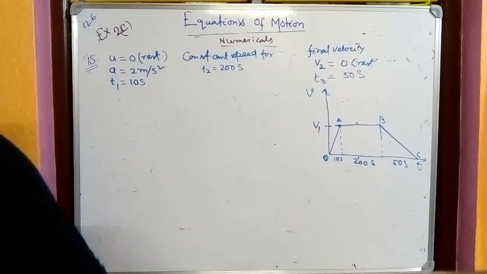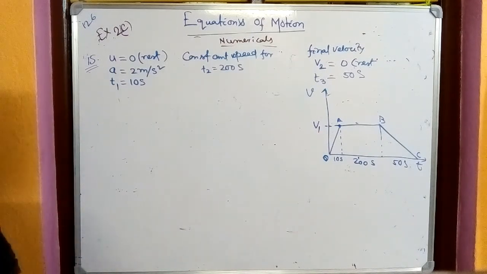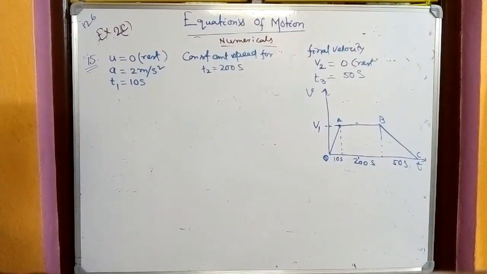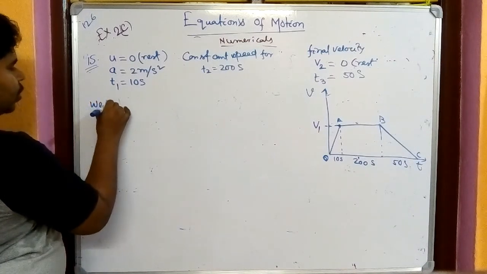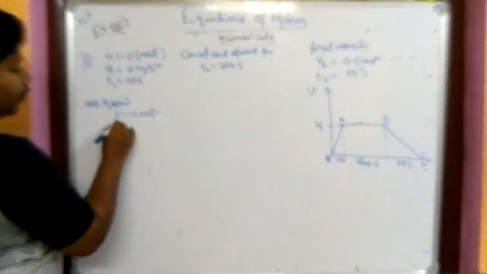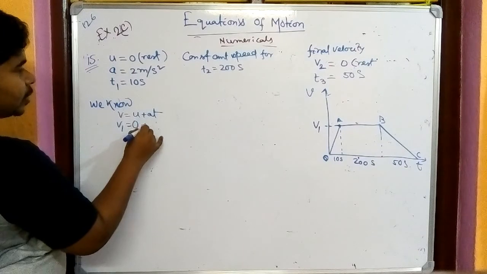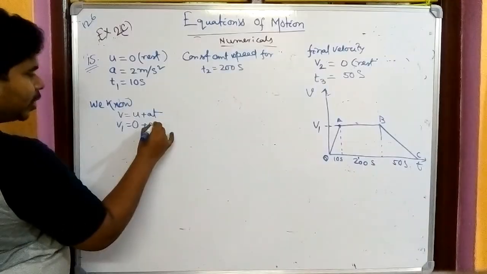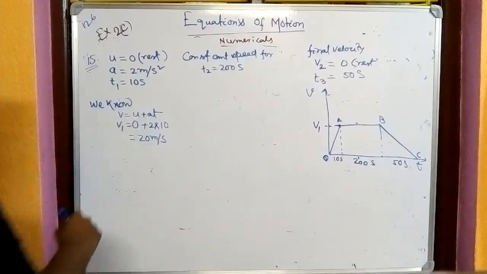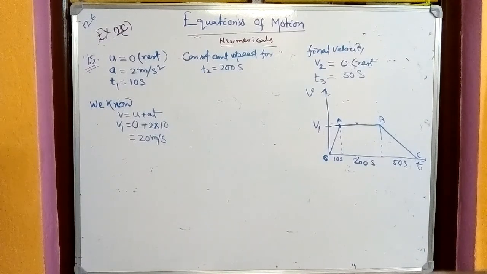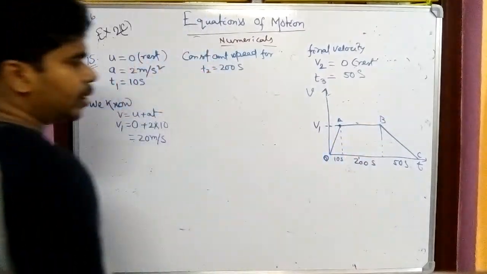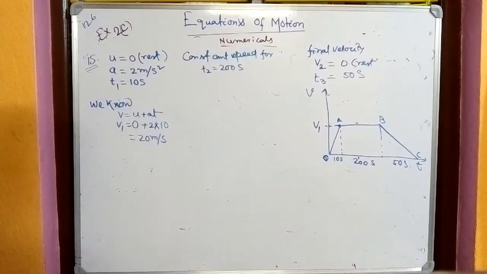So what is the question? First question: find the maximum velocity reached. Maximum velocity means the velocity at point A when it reaches there. So we know for accelerated motion v equals u plus at. So v1 equals the value of u equals 0 plus a equals 2, t equals 10. So it is 20 meter per second. That is your v1, and it is the constant value by which it is moving. So velocity equals 20 meter per second.